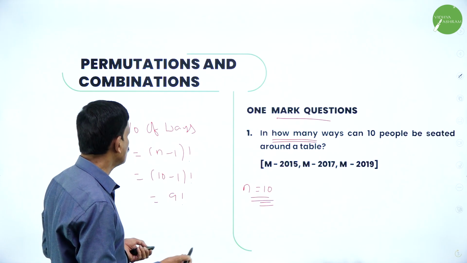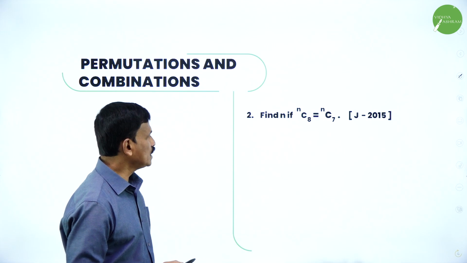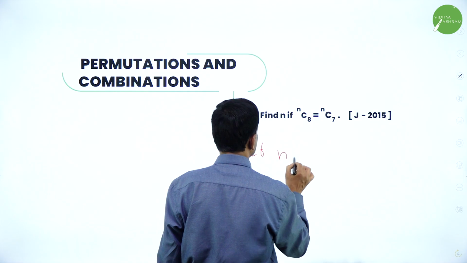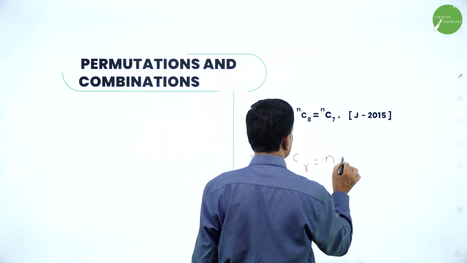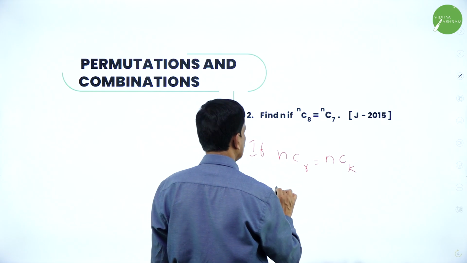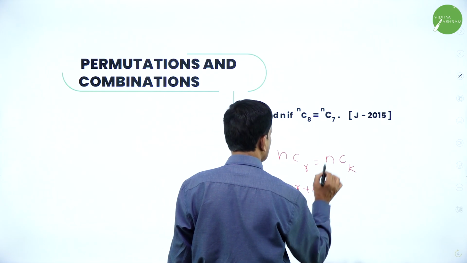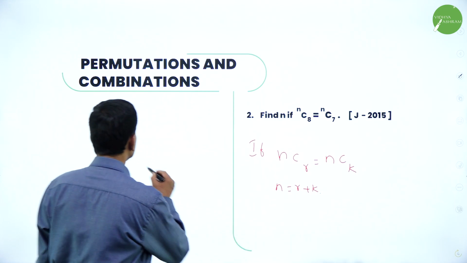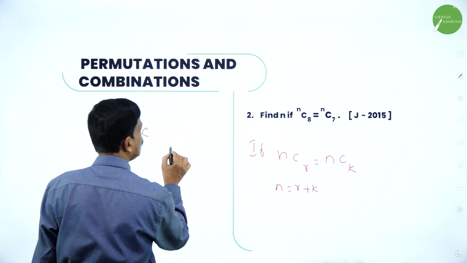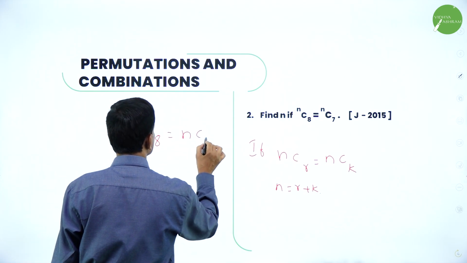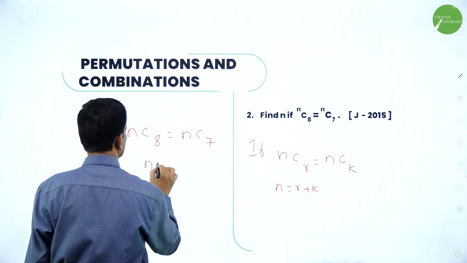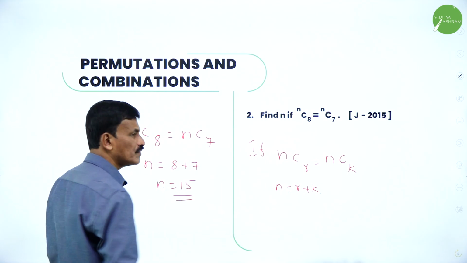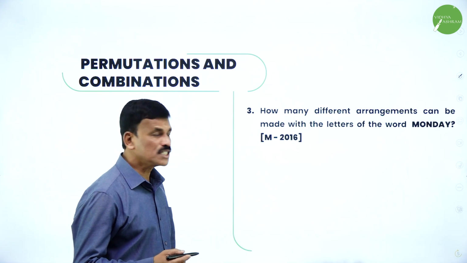One more question, MCQ. Now move to the next one. Find n if nC8 is equal to nC7. We know this: if nCr is equal to nCk, then n is equal to r plus k here. So here n is also equal to r plus k. Now what is given? nC8 is equal to nC7. So therefore n is equal to 8 plus 7, that is n is equal to 15. The value of n is 15. That's it. Now move to the next problem.